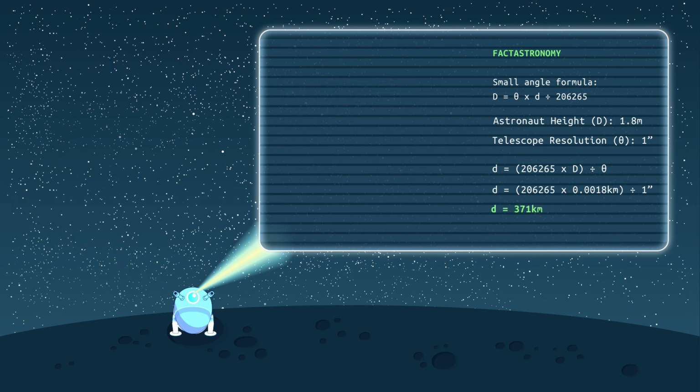The moon is 384,000 kilometers away. So no, we cannot see an astronaut on the moon from Earth.